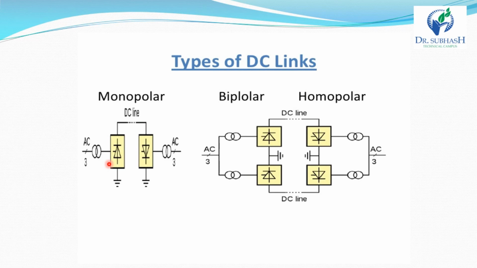Now, the homopolar link. The two conductors with the same polarity are operated with a common ground return, and it has reduced insulation cost.